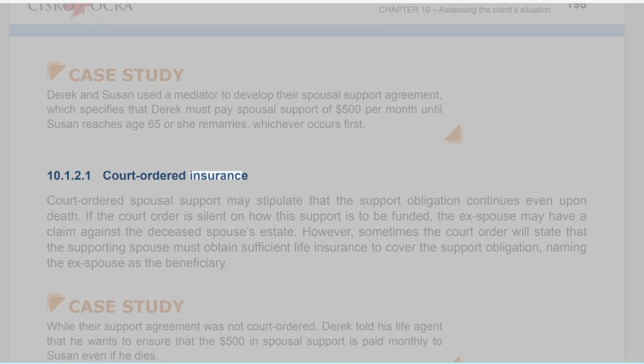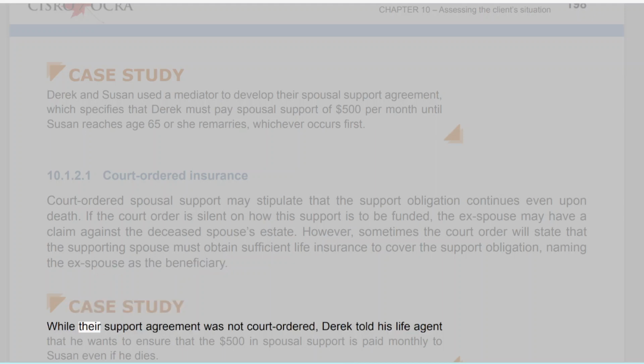10.1.2.1 Court-ordered insurance. Court-ordered spousal support may stipulate that the support obligation continues even upon death. If the court order is silent on how this support is to be funded, the ex-spouse may have a claim against the deceased spouse's estate. However, sometimes the court order will state that the supporting spouse must obtain sufficient life insurance to cover the support obligation, naming the ex-spouse as the beneficiary.